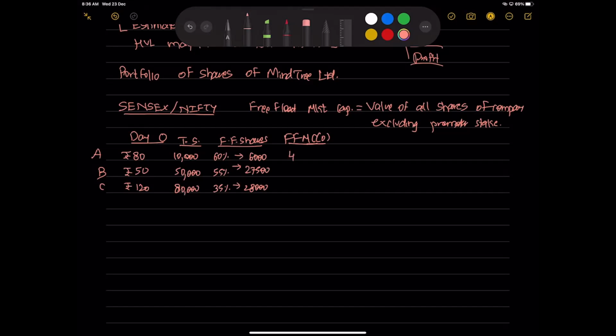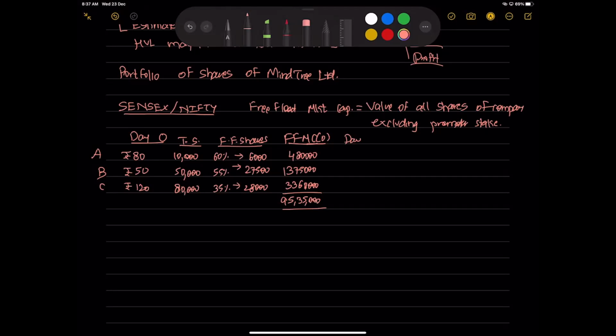80 into 6,000, that is 4,80,000. Then next is 50 into 27,500. That's 13,75,000. Then 120 into 28,000, 33,60,000. So the total free float market cap is 95,35,000. So you've got total free float market cap as 95,35,000. This is on day 0.